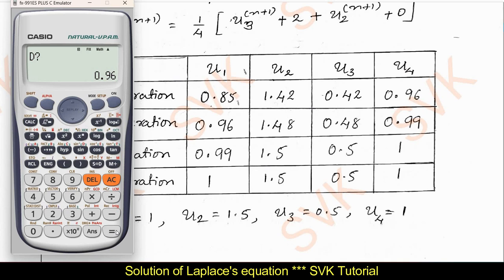So the first iteration values are retained as the initial values. We are going to find the second iteration value: 0.96 will be u1, u2 will be 1.48, u3 will be 0.48, and u4 will be 0.99. Now the second iteration values become the initial values, and noting those down, we find the third iterative value: u1 is 0.99, u2 is 1.5, u3 is 0.5, u4 is 1. Using these as initial values, I find the fourth iterative value: A is 1, B is 1.5, C is 0.5, and D is 1.